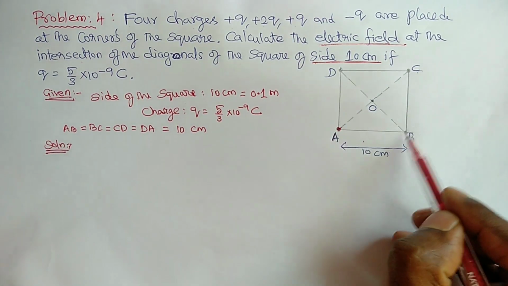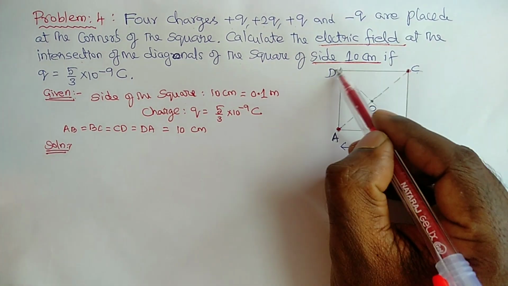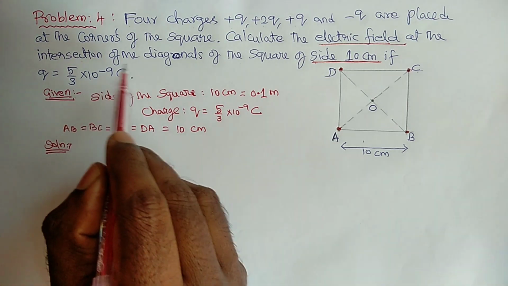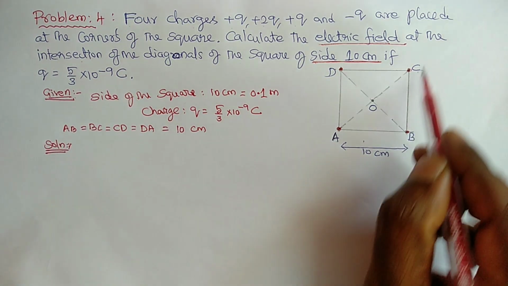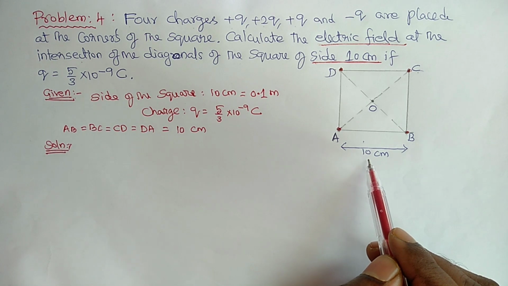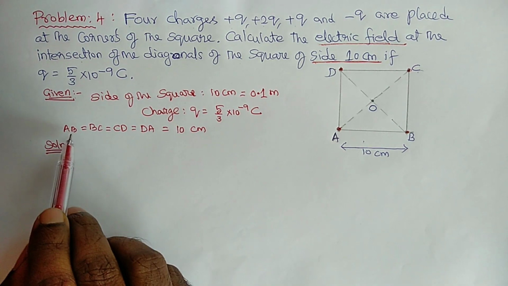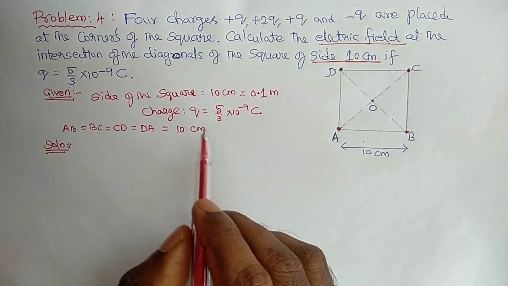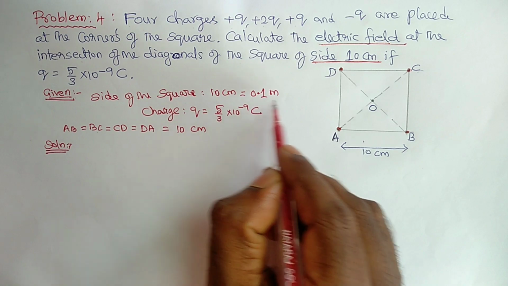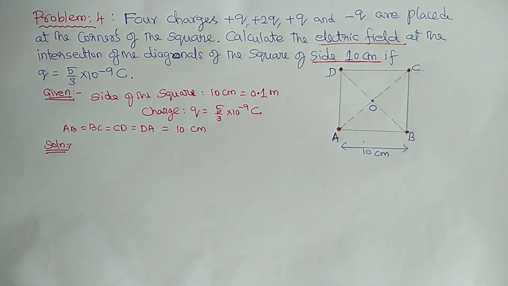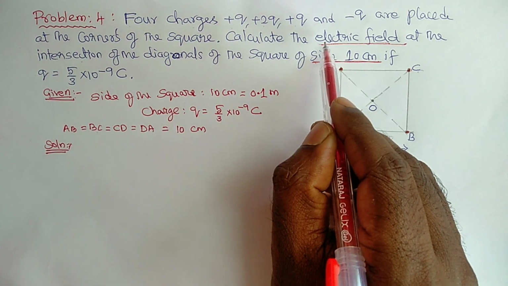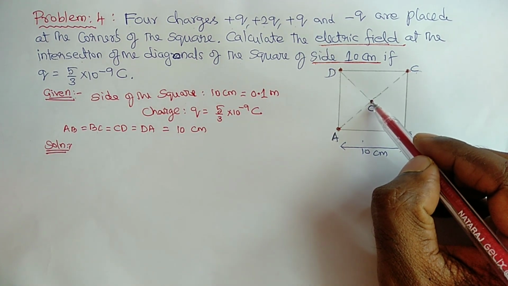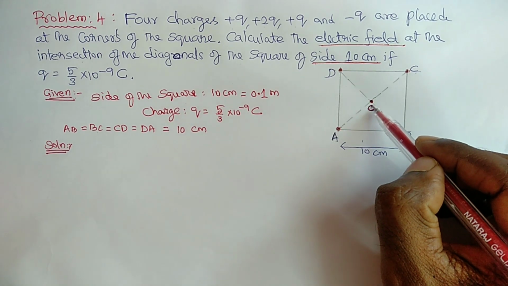So the charge q at ABCD is equal to 5 by 3 into 10 power minus 9 coulomb. The sides of the square are equal to 10 centimeter. So let us write AB equal to BC, which is equal to CD, which is equal to DA, equal to 10 centimeter. If it is converted to meter, it means 0.1 meter. So first we will calculate the electric field at the intersection of the diagonals, here at point O.